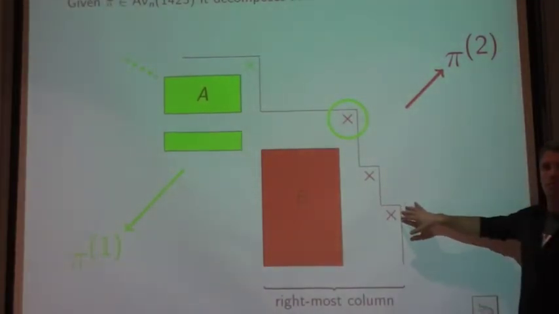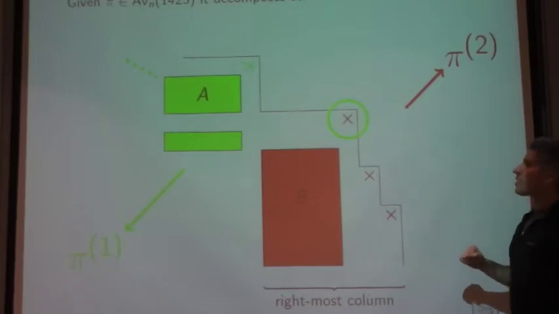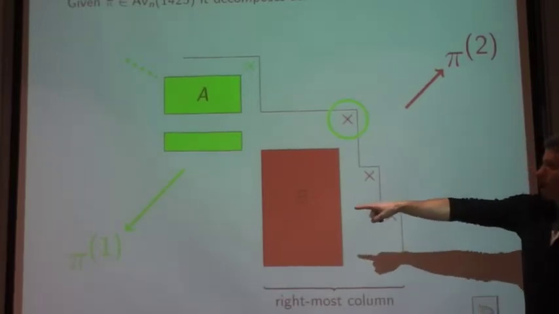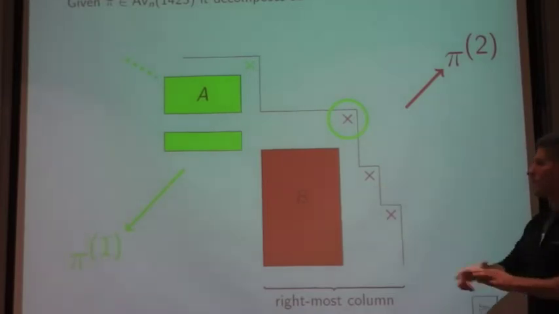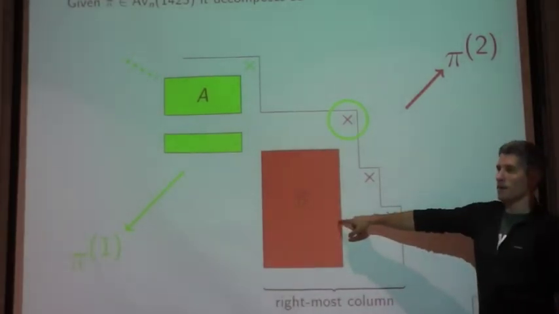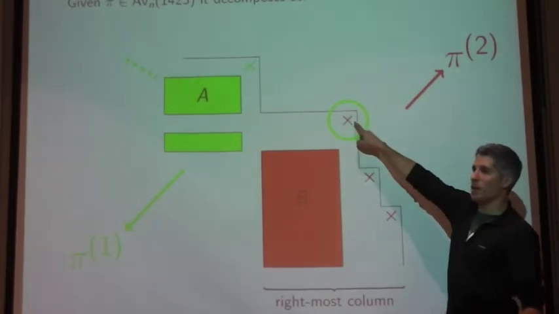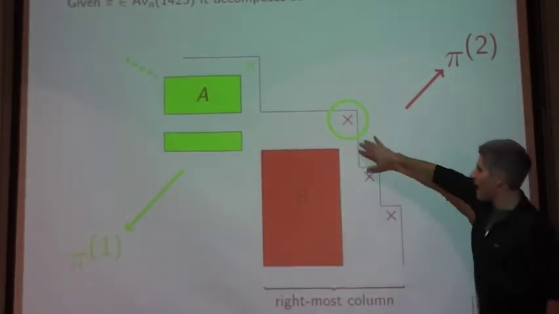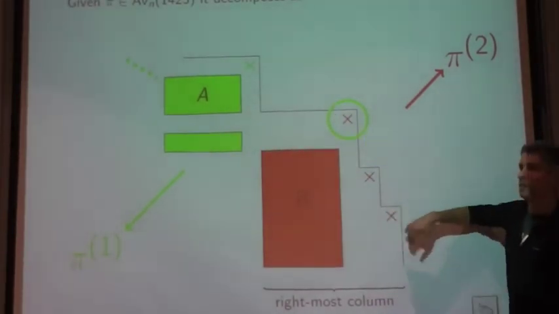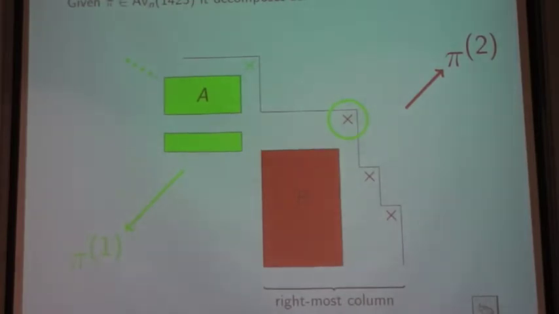Could you repeat again the first part? Yep. Okay, so Pi1, the stuff in green, is everything except this right column. Okay? Including this point. This guy is included. He's shared by both. And then Pi2 is the right column and these right to left maxima. So we have those 2 things. Okay, so that's going to be my decomposition.